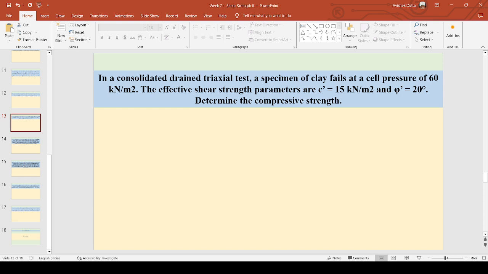I'll repeat the question once. In a consolidated drained triaxial test, a specimen of clay fails at a cell pressure of 60 kN per meter square. The effective shear strength parameters are C dash equals to 15 kN per meter square and phi dash equals to 20 degree. Determine the compressive strength. Okay, next question.